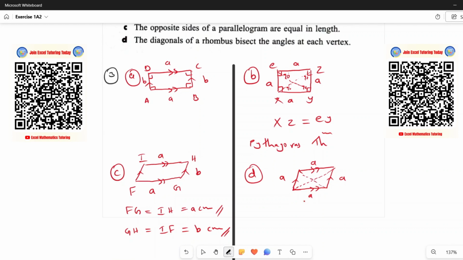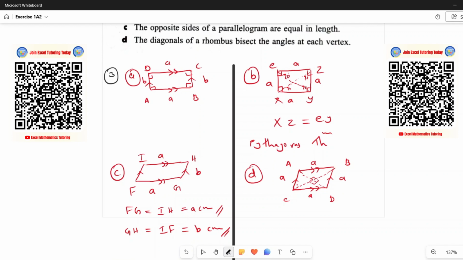If I name this rhombus CDBA, then CDBA is a rhombus, and AD and BC are the two diagonals of the rhombus. So we know by the property of the rhombus, the diagonals bisect each other at right angles. That is the property of a rhombus.